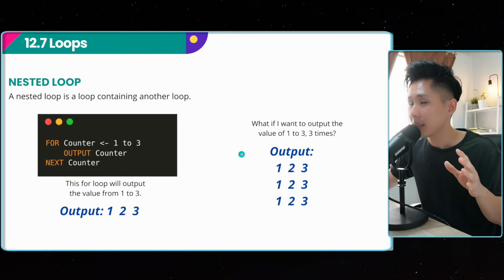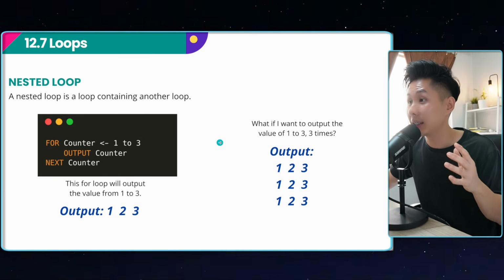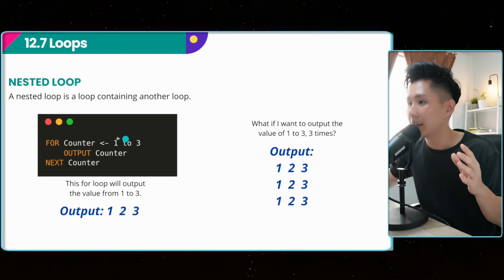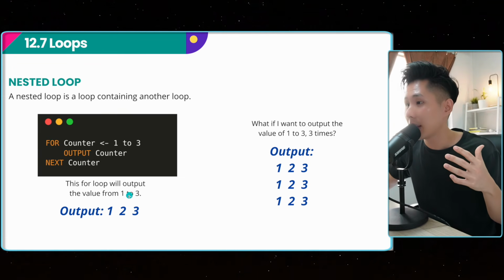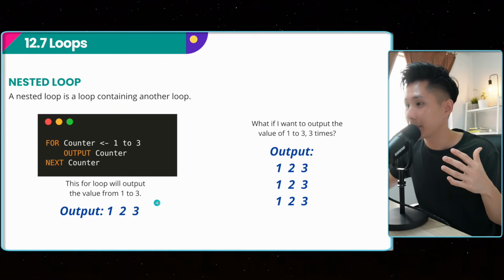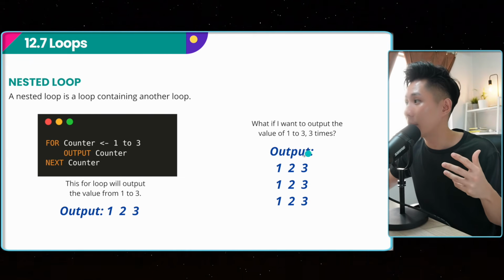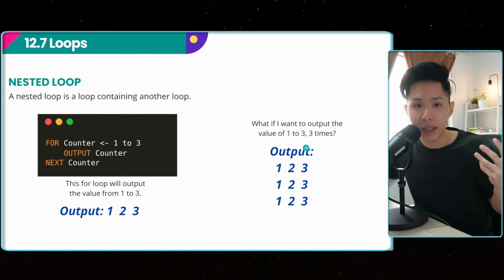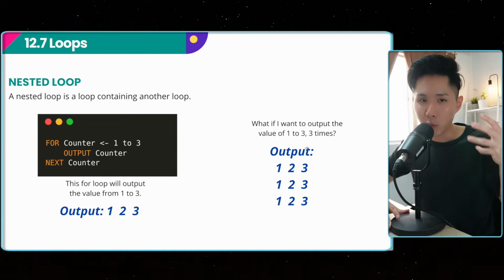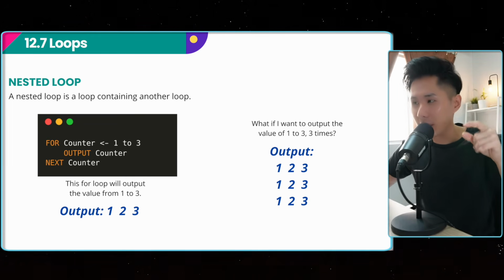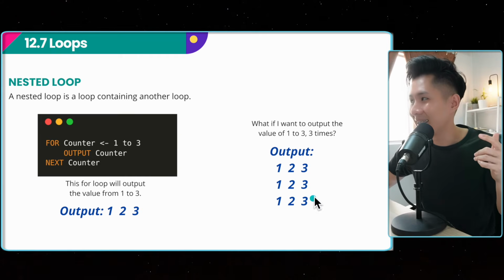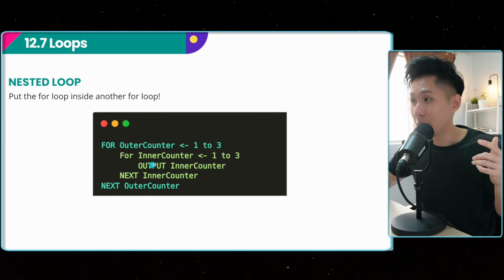Nested loop. A nested loop is a loop containing another loop. So this is a normal loop that we have just talked about, a for loop. It will output the values 1 to 3. So what if I want to output the values 1 to 3, three times? Meaning I want to loop inside a loop. I'll first run it for 3 times, and then within those loops, I'm going to run it again. So this is what I can do.